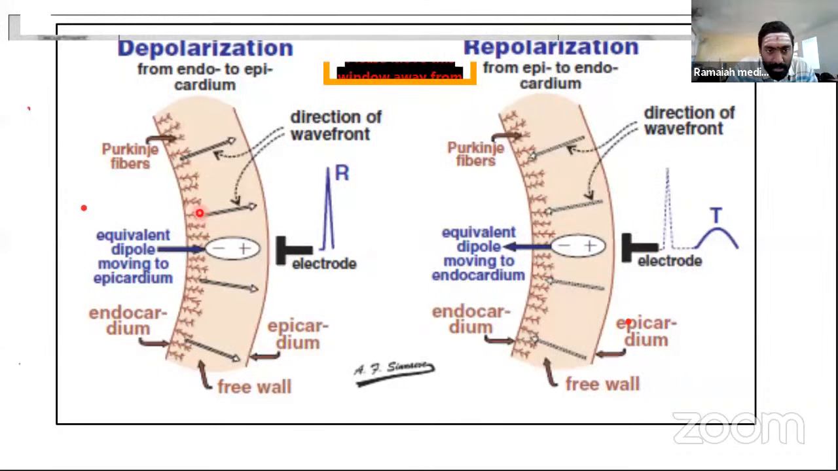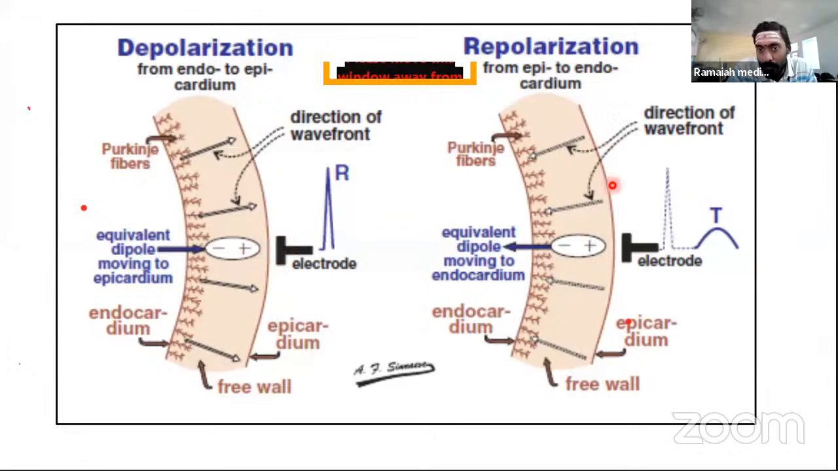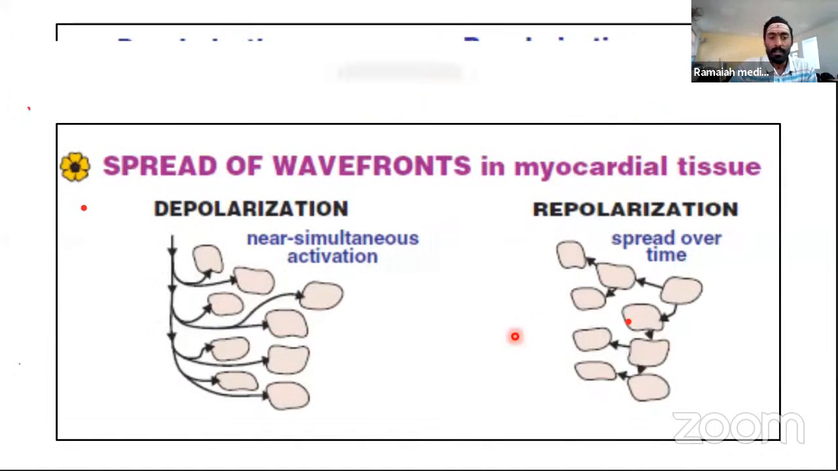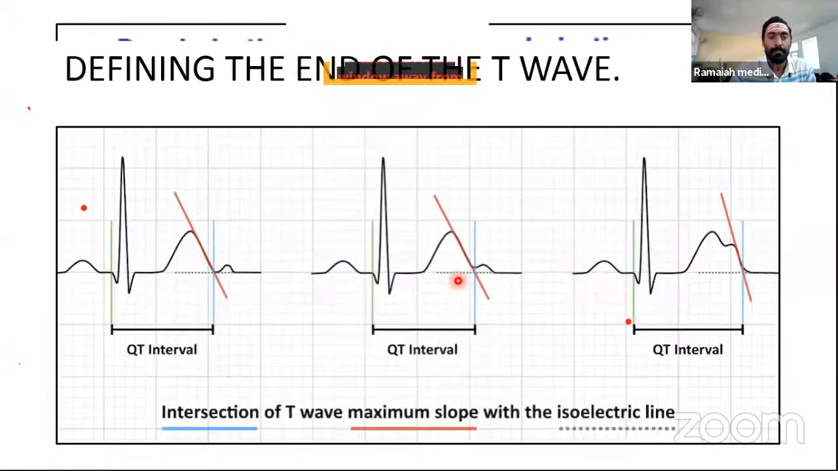The depolarization, as I said, is traveling from the endocardium to the epicardium, so it's a positive charge going towards an electrode. Whereas repolarization happens from the epicardium to the endocardium. So a negative wave is going away from the electrode. That is why the T wave is positive. Okay. Depolarization is very quick and very simultaneous, whereas repolarization is a much slower process.